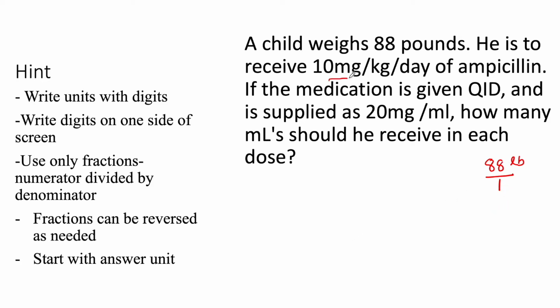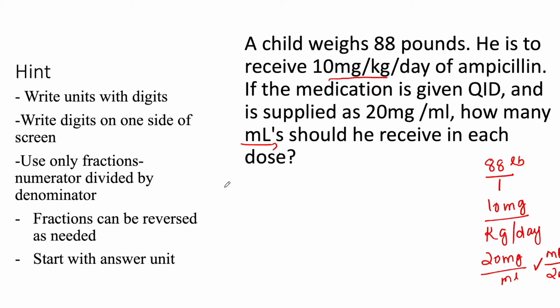Now I have a second digit here, which is 10 milligram, and we always write it kilogram per day. Then the third we have is 20 milligram per ml. So answer unit is ml. That's what we are looking for. If I look at those fractions, I see the ml is here, but I need the ml on the top. So in this case, I'm going to reverse it. So I'm going to write it as ml divided by 20 milligrams.